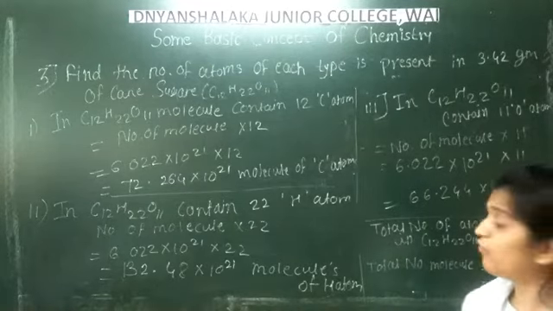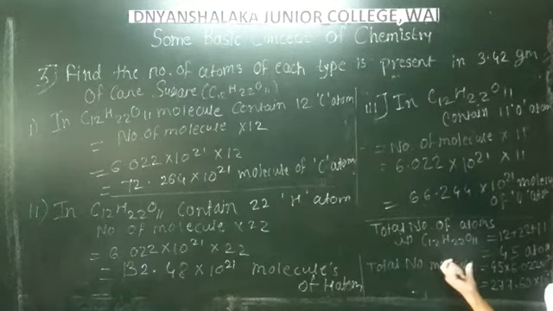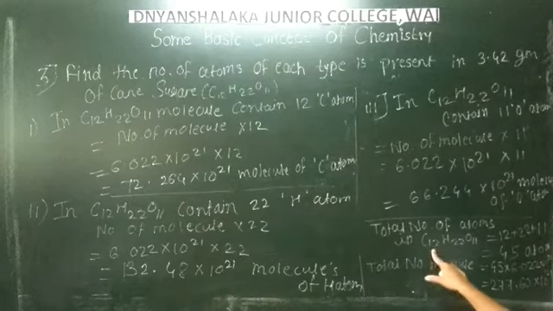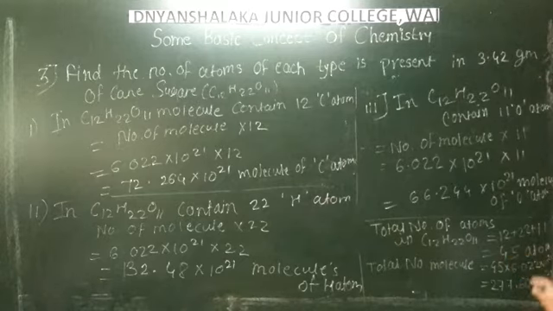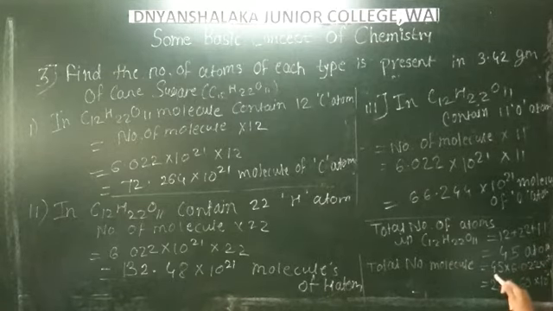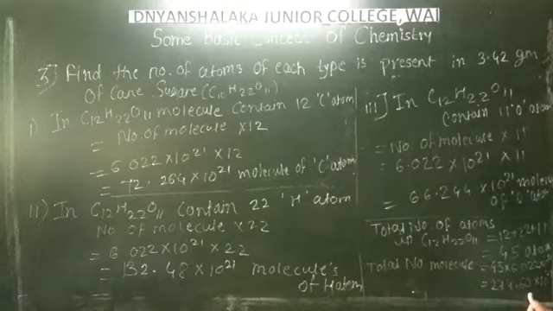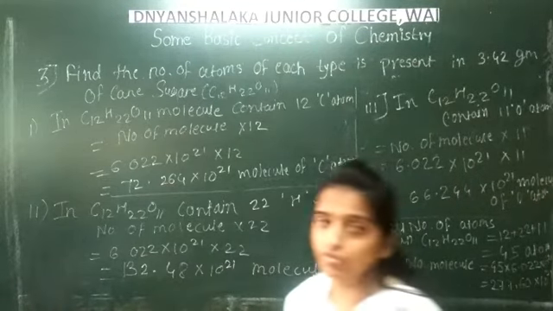So the total number of atoms in cane sugar is the addition of all constituents: 12 carbon atoms plus 22 hydrogen atoms plus 11 oxygen atoms, a total of 45 atoms present in a cane sugar molecule. So the total number of atoms is 45 into the number of molecules, 6.022 into 10 raised to 21. On multiplying these two values we get approximately 277.60 into 10 raised to 21.